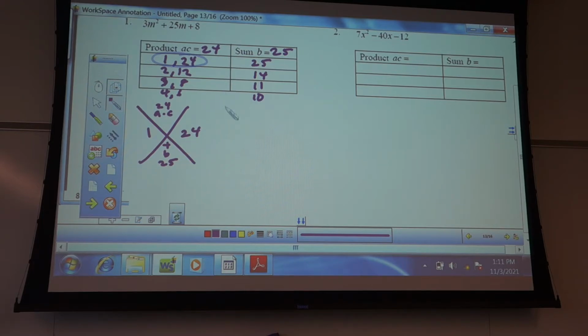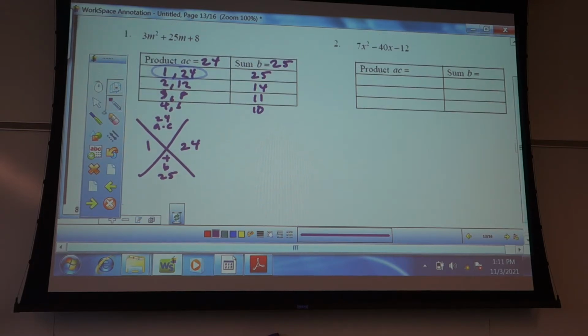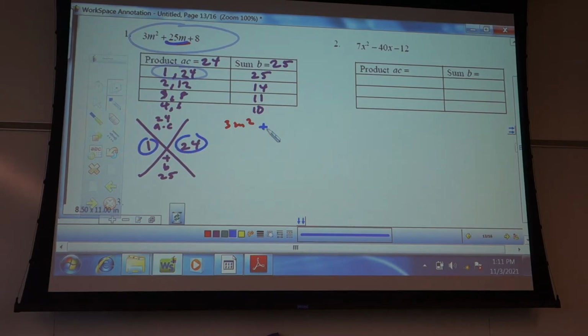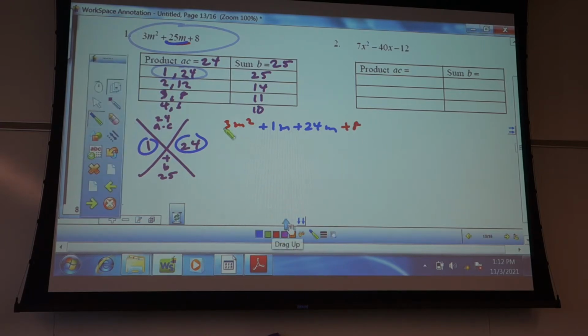All right, so I'm going to rewrite this first one down here. It is 3m squared. I'm just going to substitute in these two for the 25m. So it's going to be plus 1m plus 24m, and then I finish with the last part, plus 8. That's still there. Then we'll group them. So I'll have my first group, don't forget that, second group.